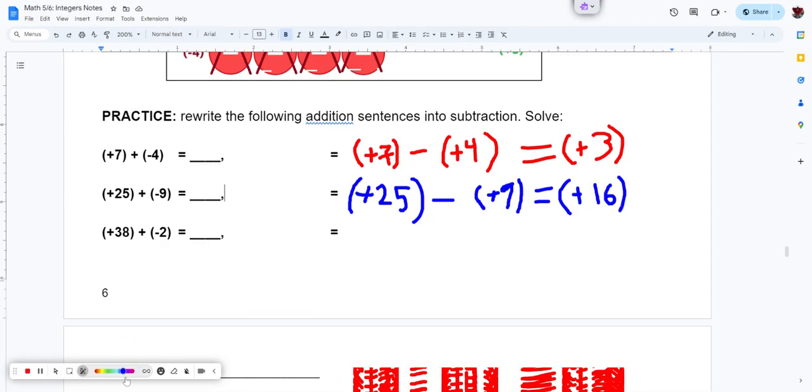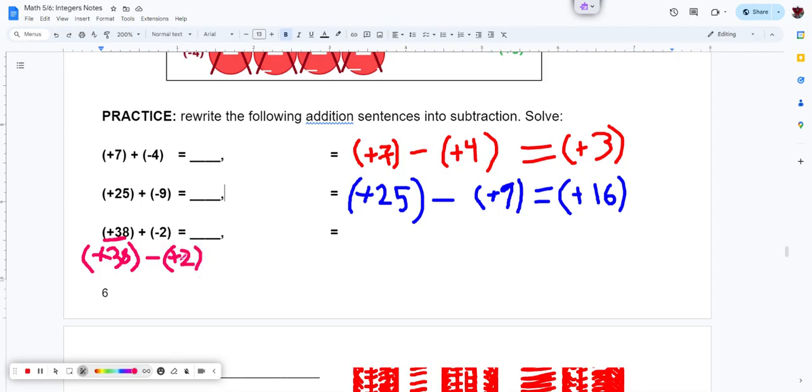Now, you might have kind of noticed a pattern here. And if you didn't, that's okay. But the pattern is this. Take a look. I'm just going to write this sentence below it here. We're adding a negative, so I'm going to change that into subtracting a positive. So positive 38 stays the same. The very first term stays the same. But then what do we do with the operation? Well, we flip it to its opposite. The opposite of adding is subtract. And what do we do with the negative 2? Well, we're subtracting a positive now, so we have to flip it to its opposite. Negative 2 flips to positive 2.